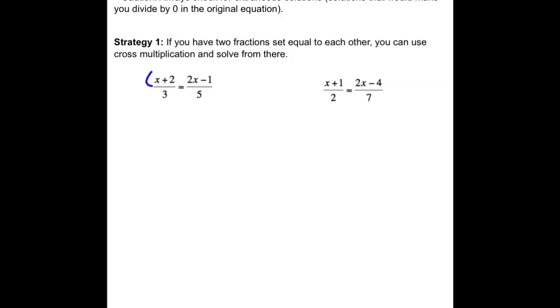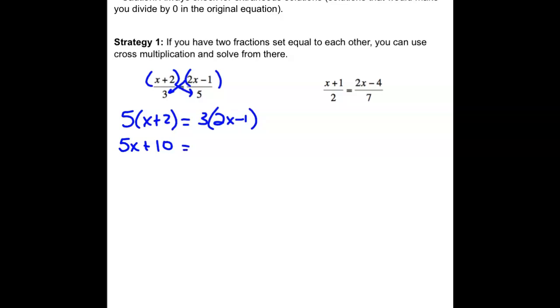So we are going to multiply this top to the opposite denominator. And then we're going to do the same thing on the opposite diagonal. We're going to take the 2x minus 1 and multiply it to that 3. And then those should be equivalent. So here we just have some distributing to do. We get 5x plus 10 on that side, other side, we end up with 6x minus 3. And now we just have a basic linear equation to solve.